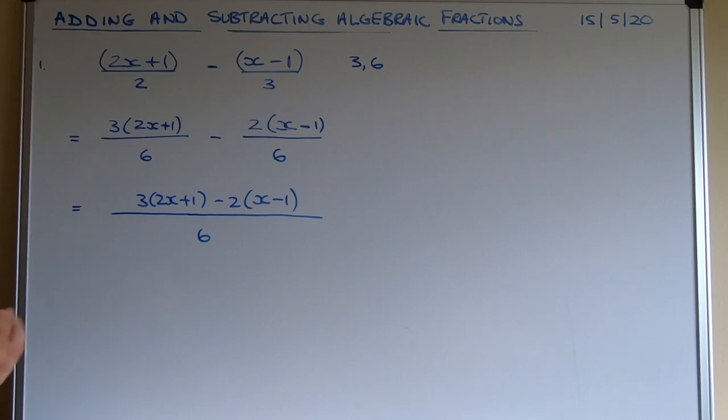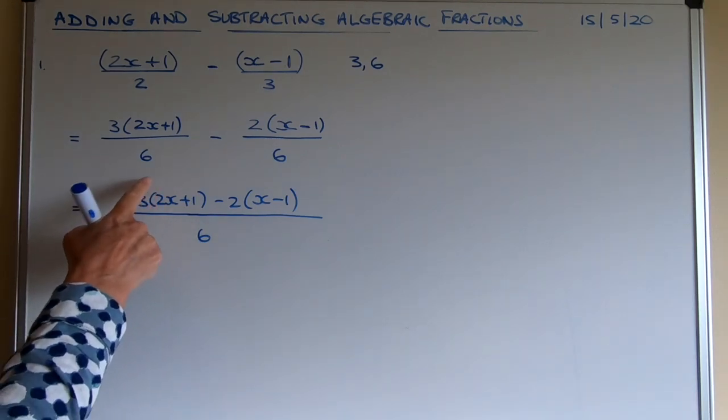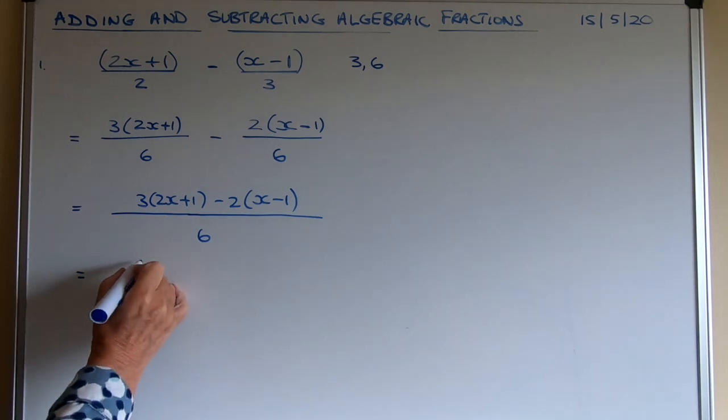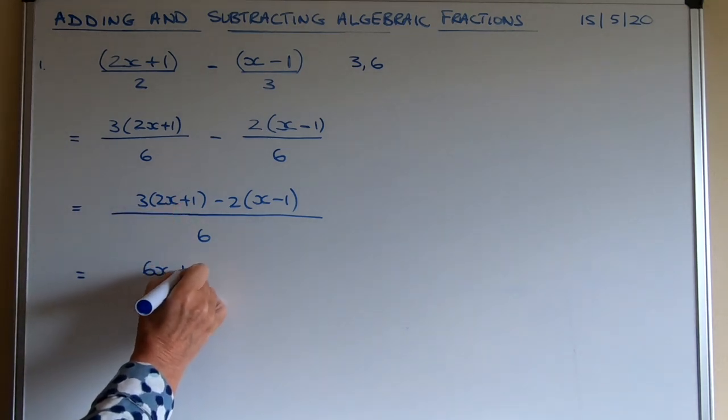So let's do that. Let's take our first bracket. 3 is going to multiply each term inside. So 3 times 2x, 6x. 3 times plus 1 would be plus 3.